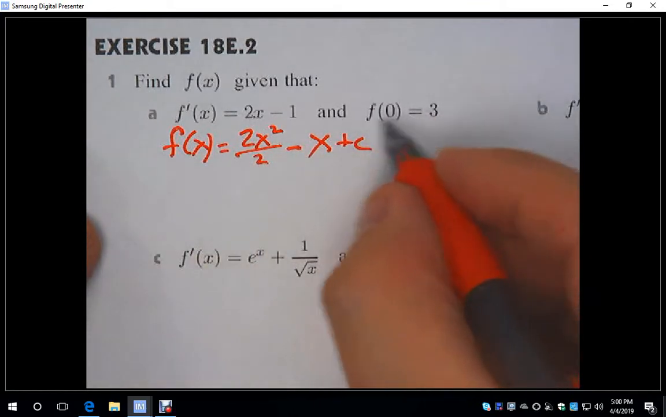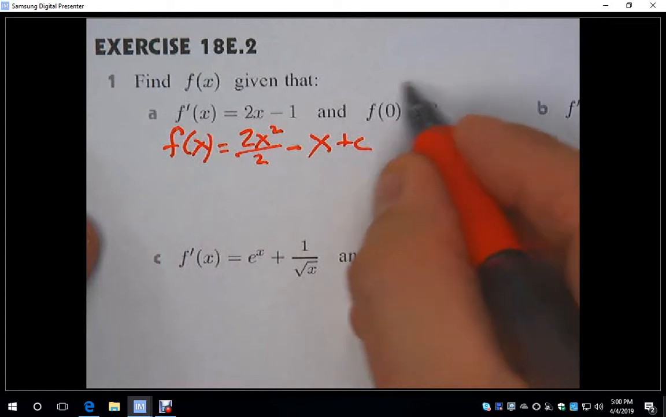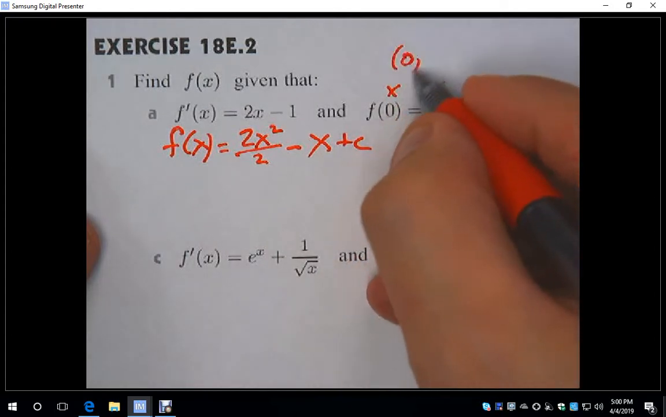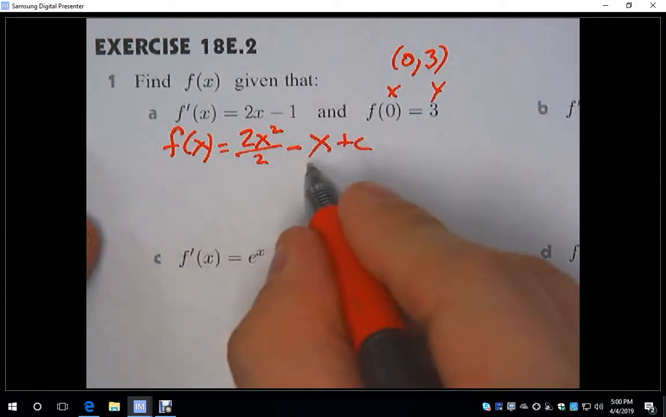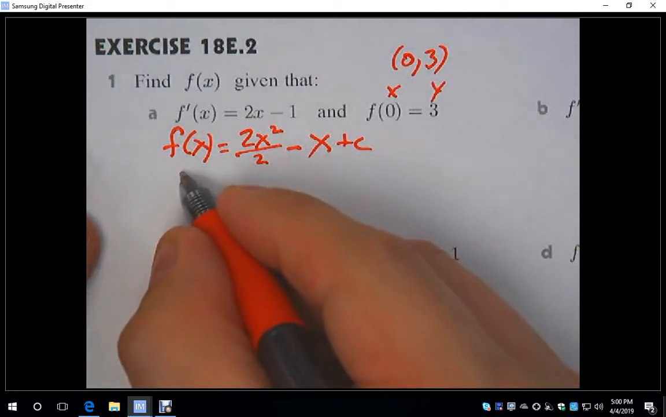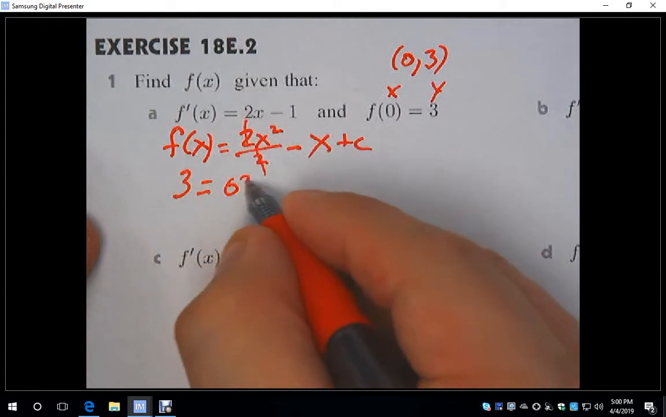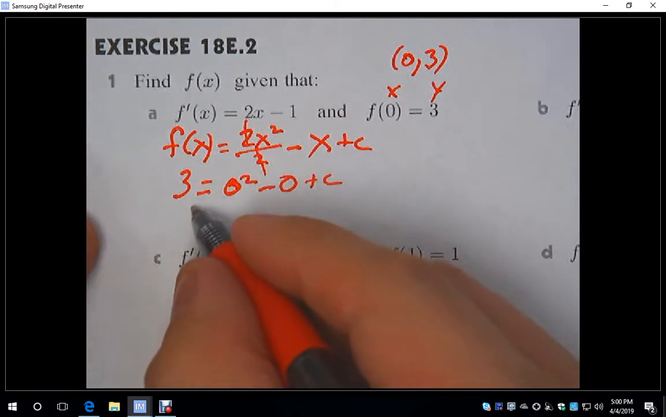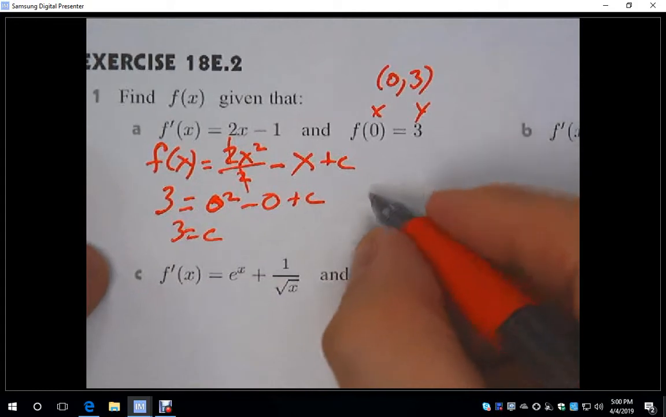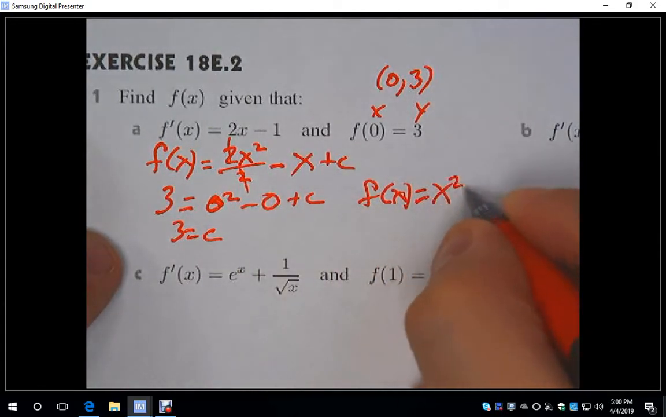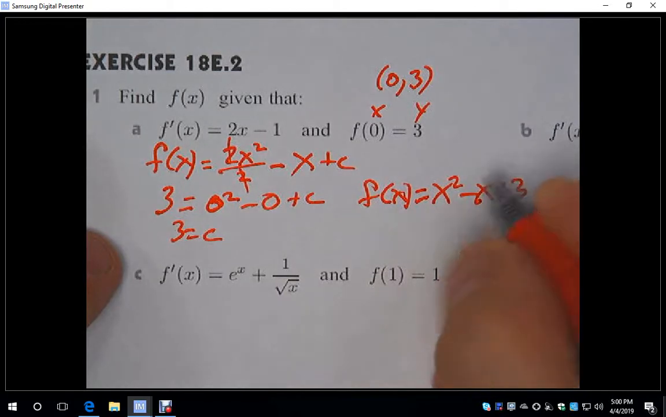Now, since we're given some point on the original function, this is my x value, this is my y value, my coordinates are 0, 3. I'm going to plug these values in and solve for c. So that gives me 3 equals, these cancel out, so that would give me 0 squared minus 0 plus c. And of course, 0 squared is 0, minus 0 is 0, and so we're left with 3 equals c. So my original function then is f of x equals x squared minus x plus 3.